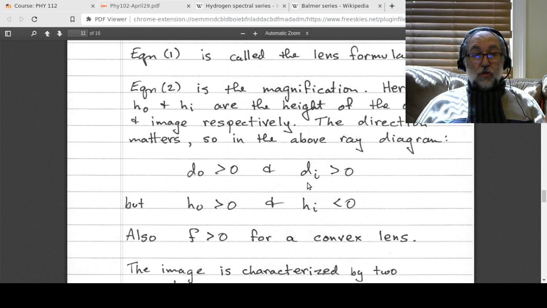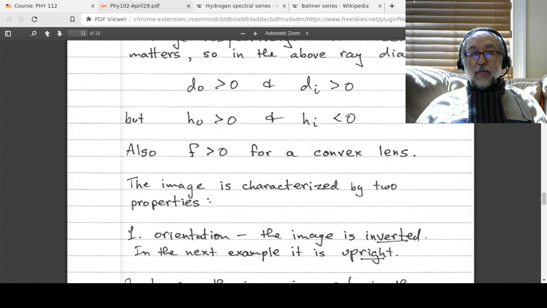And there's also a sign associated with the focal length. The focal length for a convex lens is always positive, so F is greater than 0. Now, the image can be characterized in 2 ways. First is the orientation of the image, and this is actually coming out of HI. The image could either be inverted or it could be upright. If the image is inverted, HI is less than 0. That's what is happening in this case, so the image was inverted. The other possibility, which you'll see in the next example, is that the image will be upright.